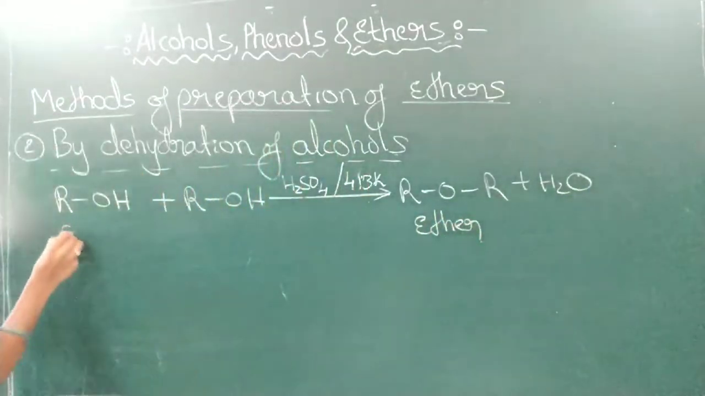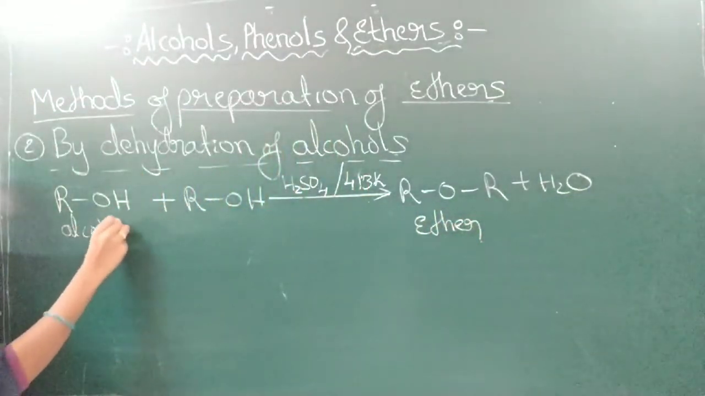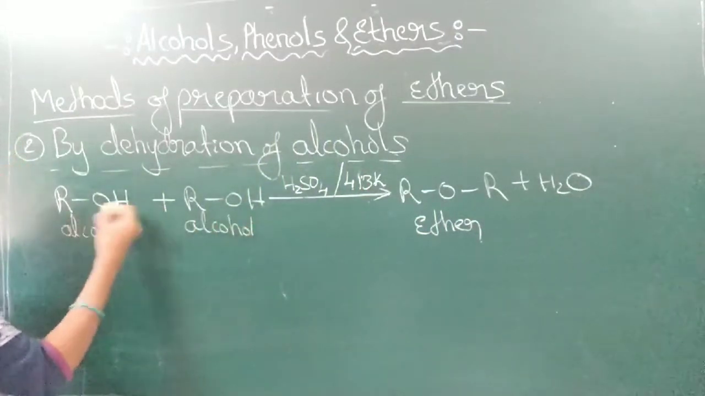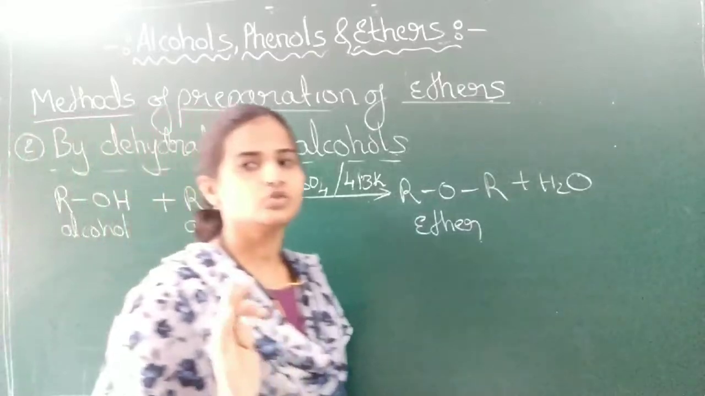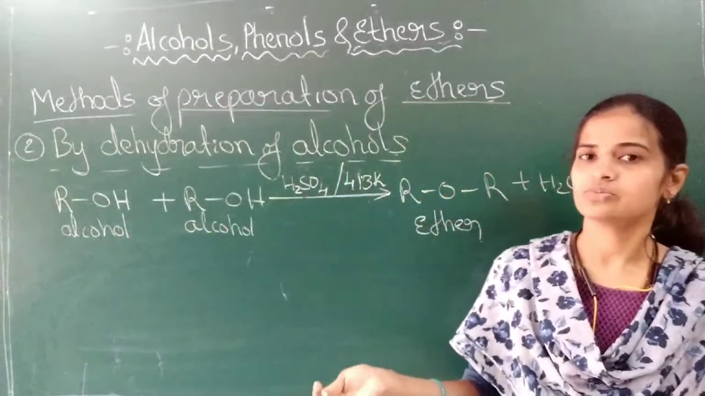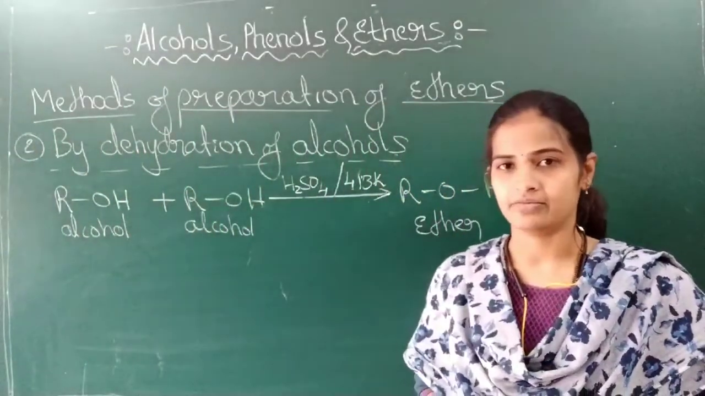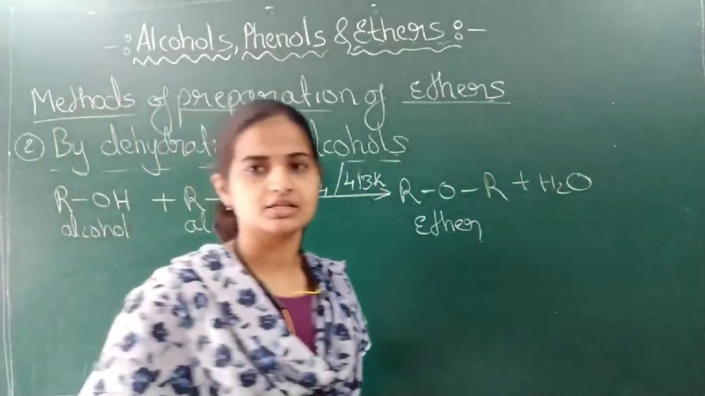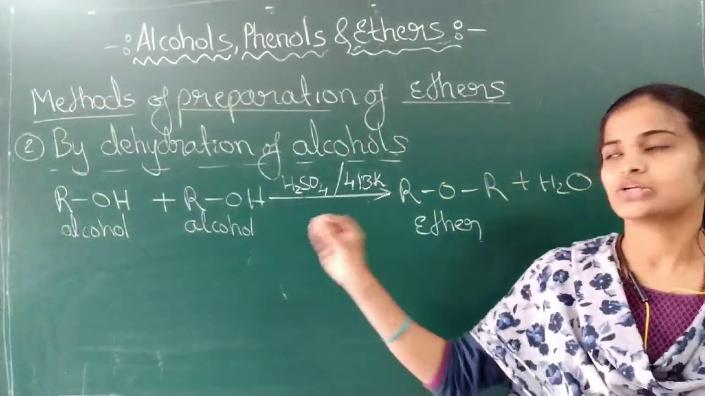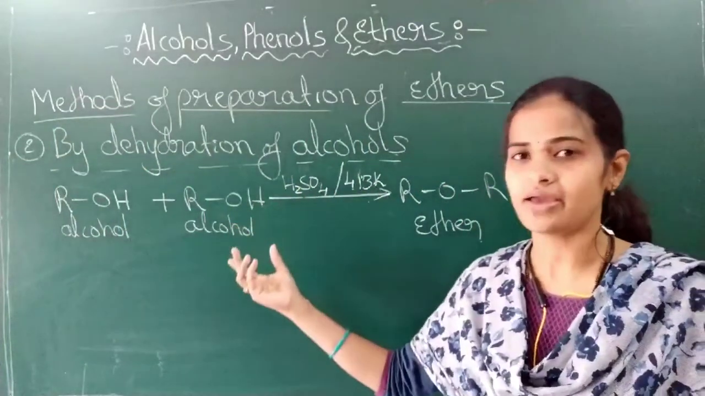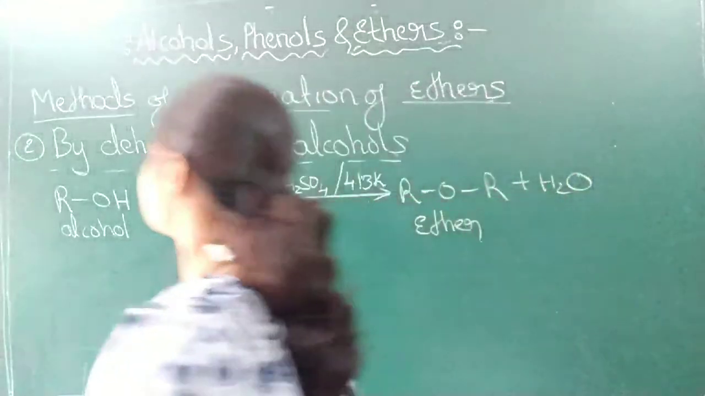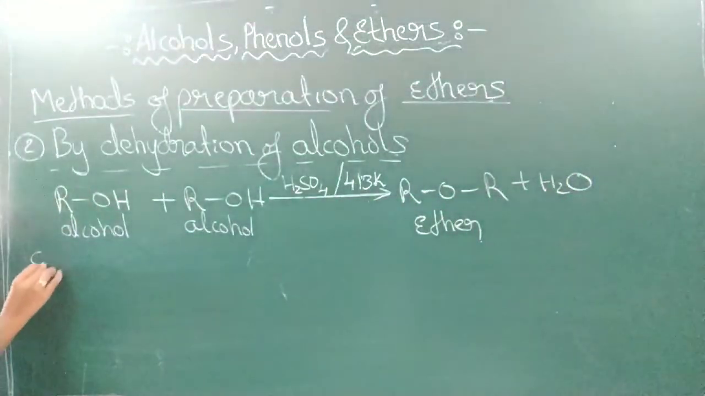It is alcohol. Yes, I have written alcohol, so I need not tell that R is an alkyl group. It's understood. When I told you it is the alcohol, R must be an alkyl group itself. This is one of the methods for the preparation of the ethers. What it is called? Dehydration of alcohol. What is the dehydrating agent here? Concentrated H2SO4. Let me write some examples for this.